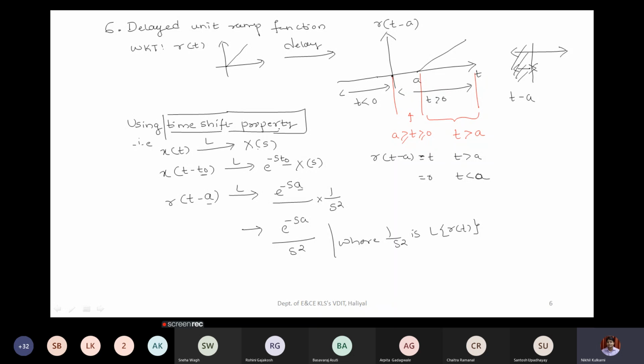Next function, let us take the next one, that is the seventh one, the unit impulse function, which is denoted by delta of t. Graphically it is given like this.